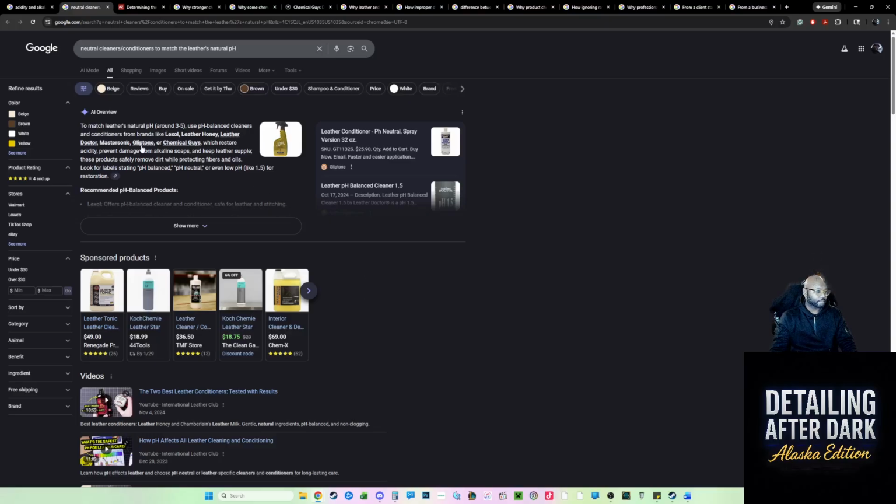So to match leather's natural pH around 3 to 5, use pH balanced cleaners and conditioners. I have a specific leather chemical. So I have my interior cleaners, and I have my fabric, and then I have my leather. And it is what it is.